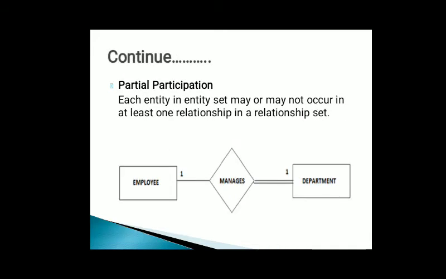Now next is partial participation. Each entity in an entity set may or may not occur in at least one relationship in a relationship set. For example, consider two entities, employee and department. And what is the relationship? Manages. Manages is the relationship between these two entities. Consider two entities, employee and department, related to each other via the manages relationship, as shown in the figure.